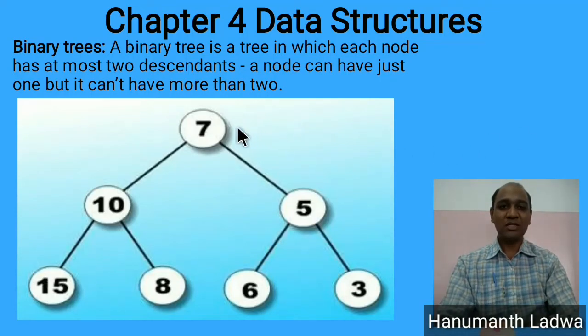Here in the diagram you can see 7 is the root node consisting of two child nodes, that is 10 and 5. In turn 10 has two more child nodes, 15 and 8. Here 5 has two more child nodes, 6 and 3. Here 15, 8, 6 and 3 are called leaf nodes because they do not have any further children. And here 10 and 5 are acting as the parent nodes to 15, 8, 6, 3. And here 7 is acting as the root node, the parent to both 10 and 5.